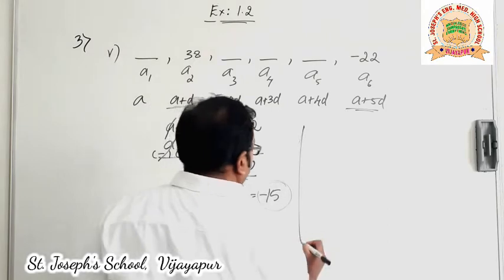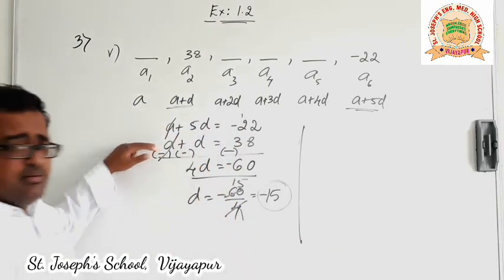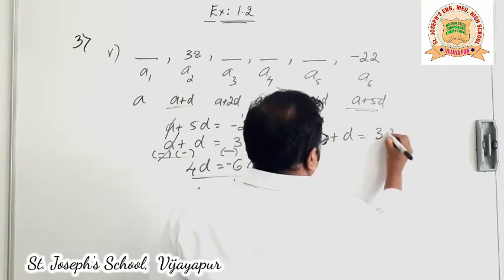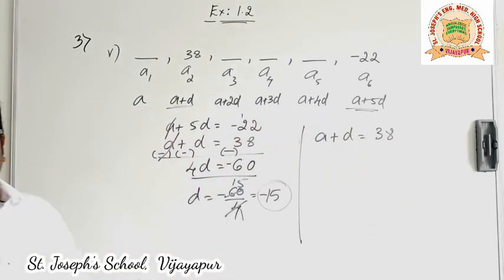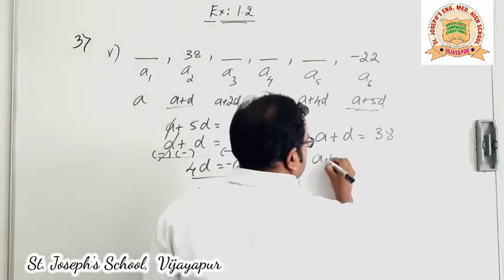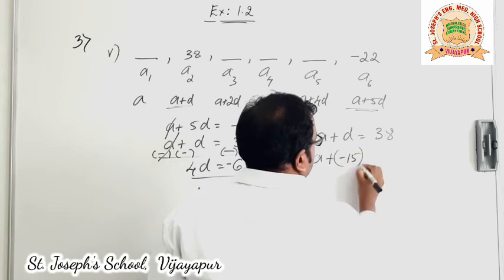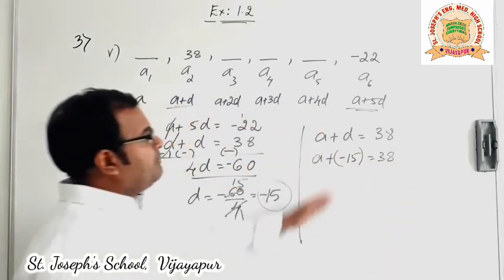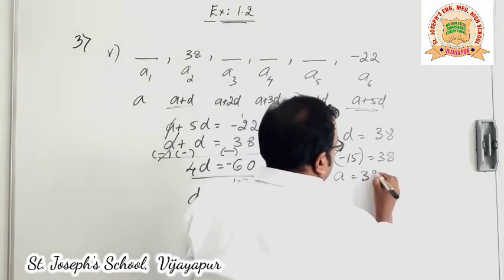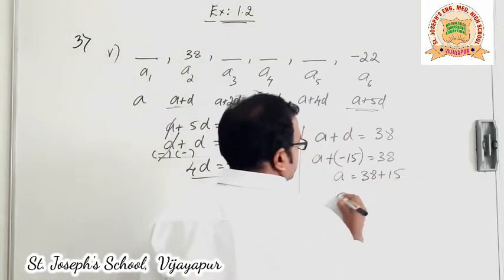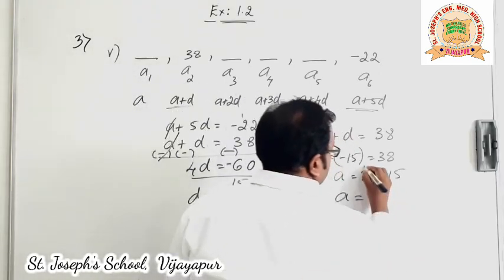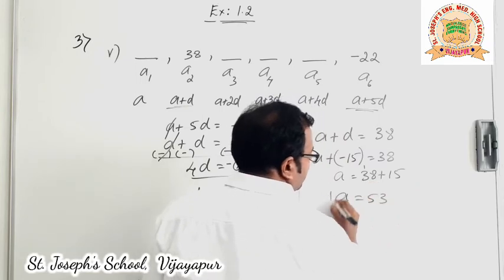So, I'll substitute here. I think the second one is simpler. So, I'll take the second one. A plus D is equal to 38. And D value is equal to minus 15. So, A plus minus 15 is equal to 38. So, minus 15 goes to the other side, becomes plus 15. So, A is equal to 38 plus 15. So, A is equal to finally 8 plus 5 is 13, 1 carry 3 plus 1 is 4, plus 1 is 5, 53.